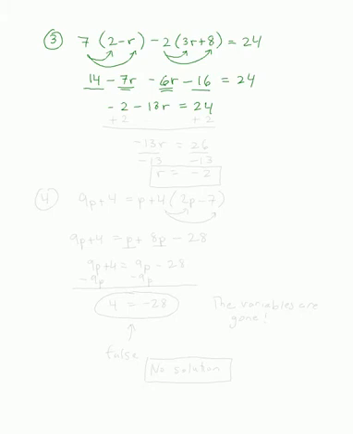So now that all my like terms are combined, first I use addition and subtraction to get all the numbers on one side. I'm going to move the 2 to the right. I end up with negative 13r equals 26. Divide both sides by negative 13. I get r equals negative 2. That is my solution.